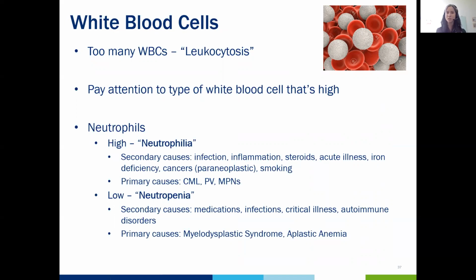Any acute illness, I mentioned iron deficiency, different cancers can cause the neutrophil count to go high, smoking, and there's of course primary causes that are relatively less common, including chronic myeloid leukemia, and then some of the other bone marrow disorders that I've already mentioned. And then low neutrophil count, or what we call neutropenia. Again, common causes include medications, infections, critical illness, autoimmune disorders can also cause the neutrophil count to go low. And primary causes include myelodysplastic syndrome, which is a bone marrow cancer, and also aplastic anemia, which is also a bone marrow related disease.